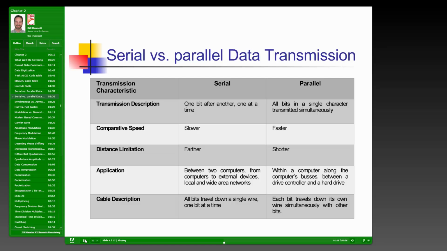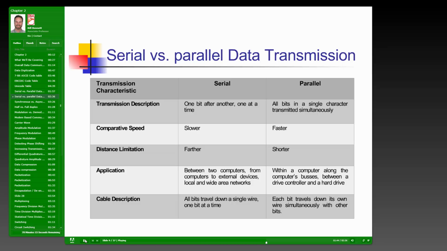Comparative speed, you can see that serial is much slower than parallel. It makes more sense if you could send 8 bits all at once instead of having to follow each other in serial fashion. It's going to be faster through parallel. However, serial can go much further than parallel, and so that's one of the reasons that we use serial communications or transmission in data communications, because the distance usually is greater that we have to travel.